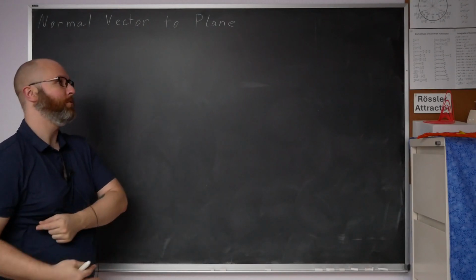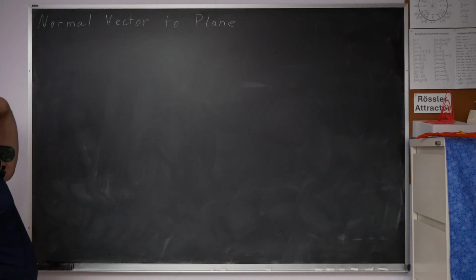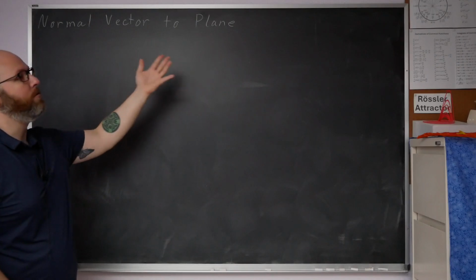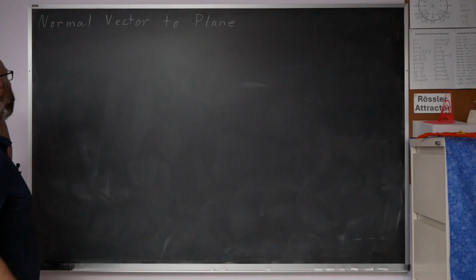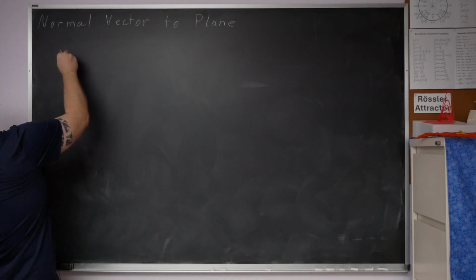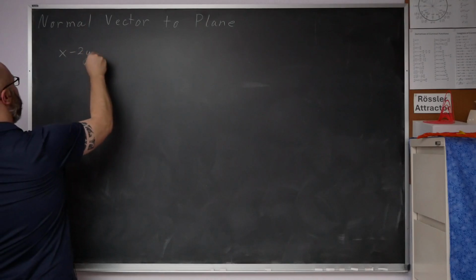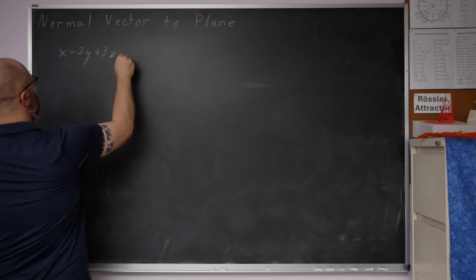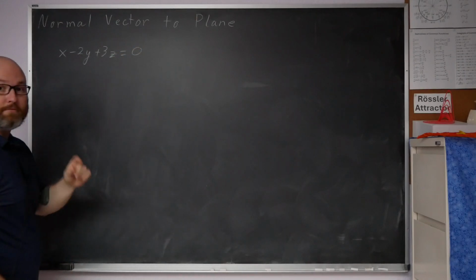This one is fairly short, but really useful. So the idea is you want to find a normal vector to an equation of a plane. Let's just say you have an equation of a plane: x minus 2y plus 3z, and let's say it's going through the origin.